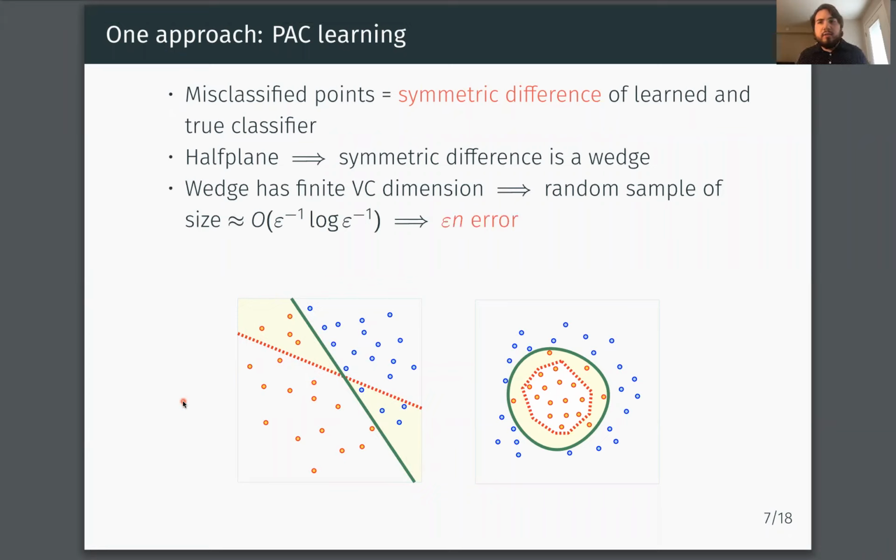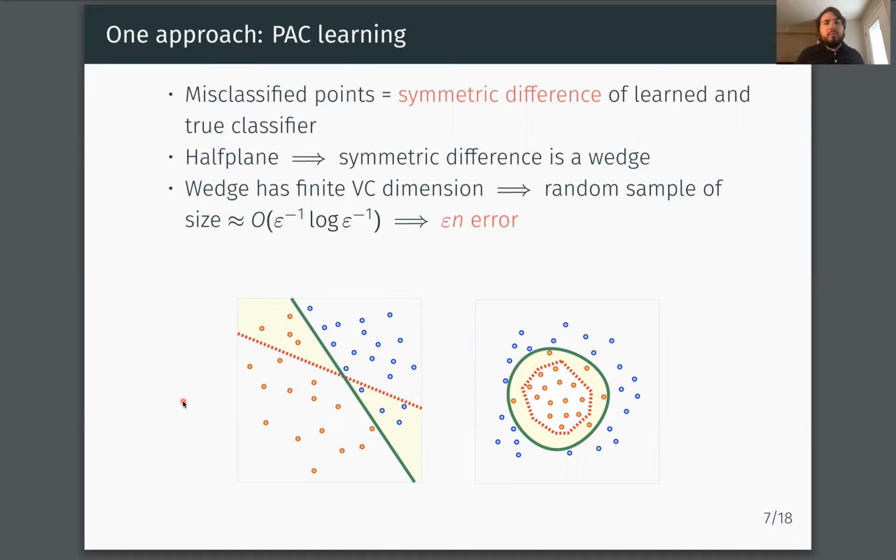And it turns out that, using some machine learning theory, wedges have finite VC dimension. And so you can take a random sample of size roughly 1 over epsilon log 1 over epsilon, and this will guarantee you that the classifier errs on at most epsilon n points.